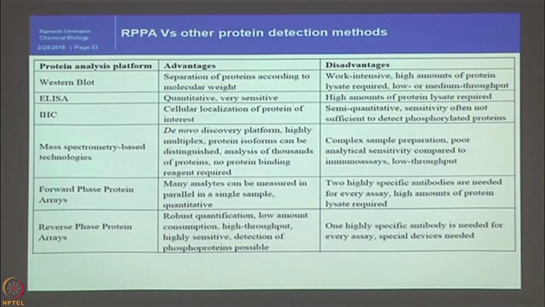But reverse phase protein array offers robust quantification, low amount of consumption, high throughput, high sensitivity, and detection of phosphoproteins. It is not that I am claiming it will overcome all the disadvantages of the other methods mentioned here. It also has limitations: it requires highly specific antibodies, every assay needs to be optimized, and special devices are required for this technique as well. So, this is how the RPPA works.